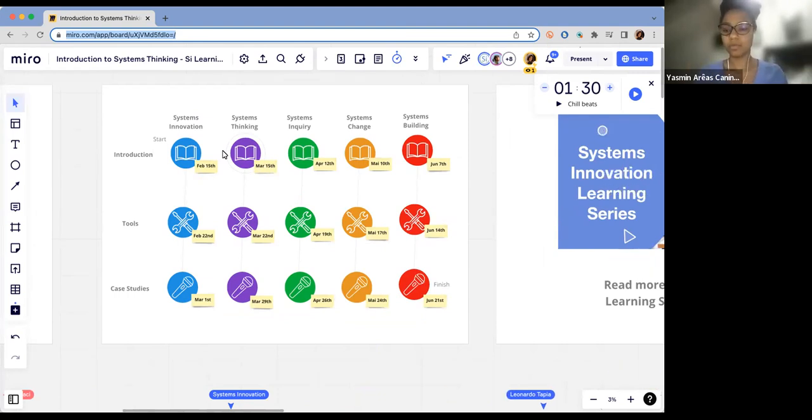And we want this session to be an interactive one. So you're more than welcome to use the chat to address any questions or any comments that you would like.